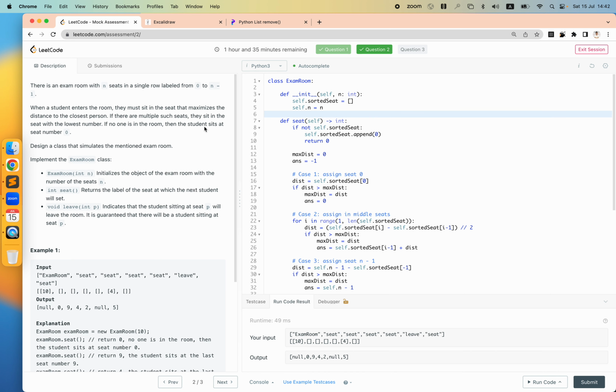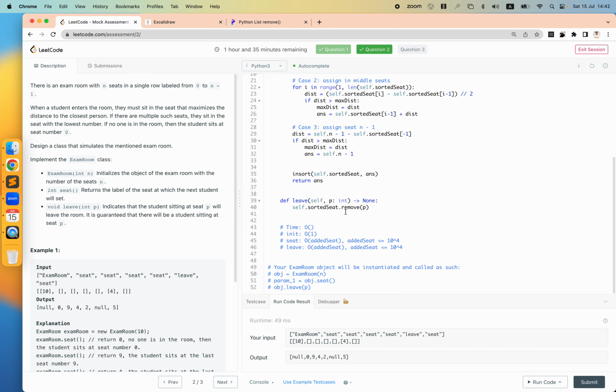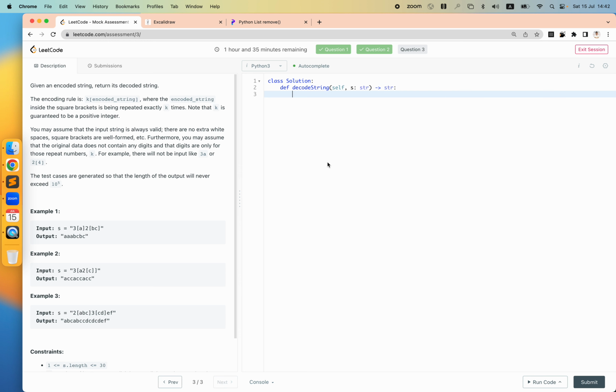Okay, let's move to the next one. Given an encoded string, return its decoded string. The encoding rule is k[encoded_string], where the encoded string inside the square brackets is being repeated exactly k times. Note that k is guaranteed to be a positive integer. You may assume that the input string is always valid.